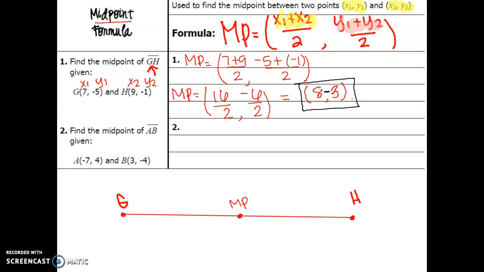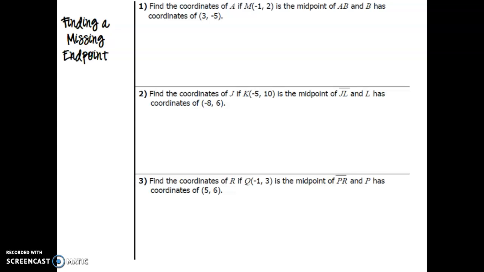So let's take a look at how we can use the midpoint formula in other ways. You can also use the midpoint formula in order to find a missing endpoint. What you guys tend to do here is that you see midpoint, you see two coordinate pairs, and you start doing the midpoint formula. That's not what we're doing here. If we read closely, we'll see that it is something totally different.